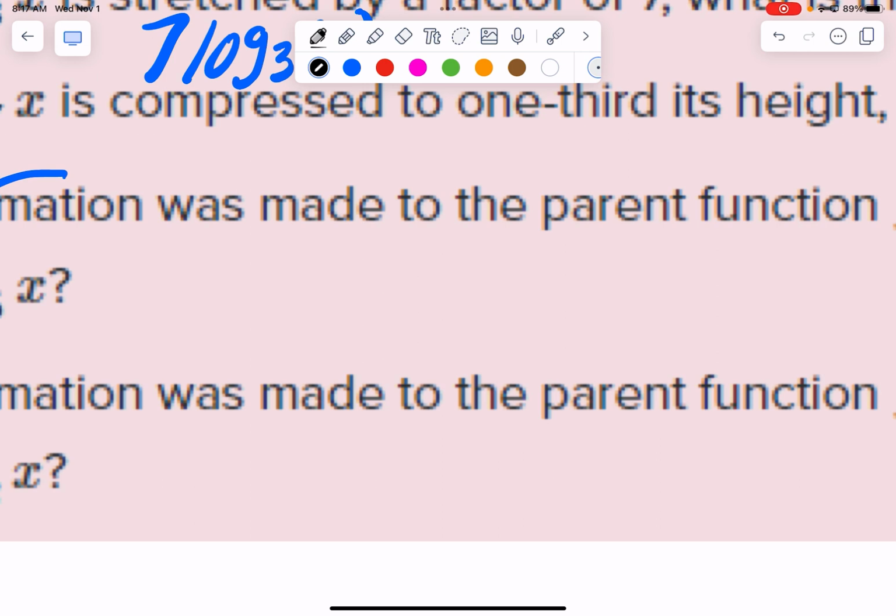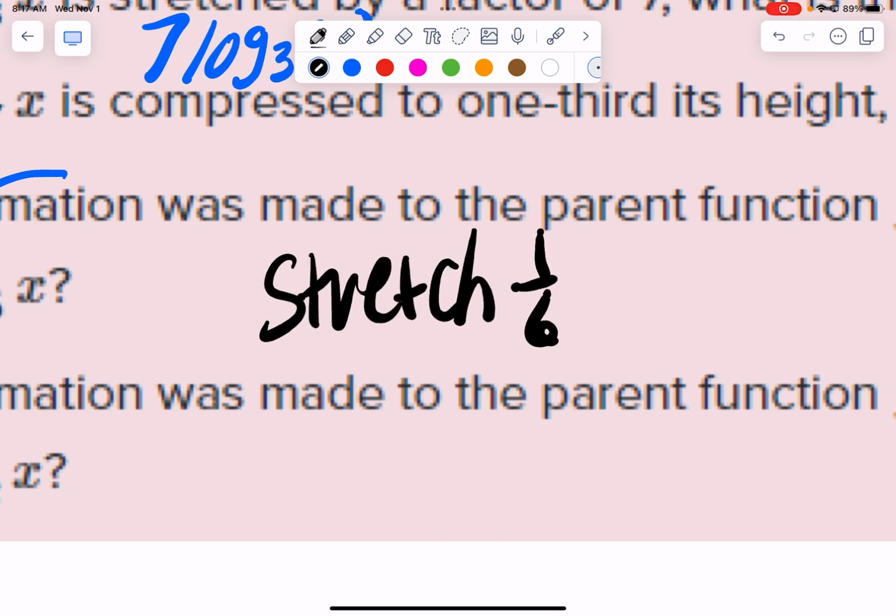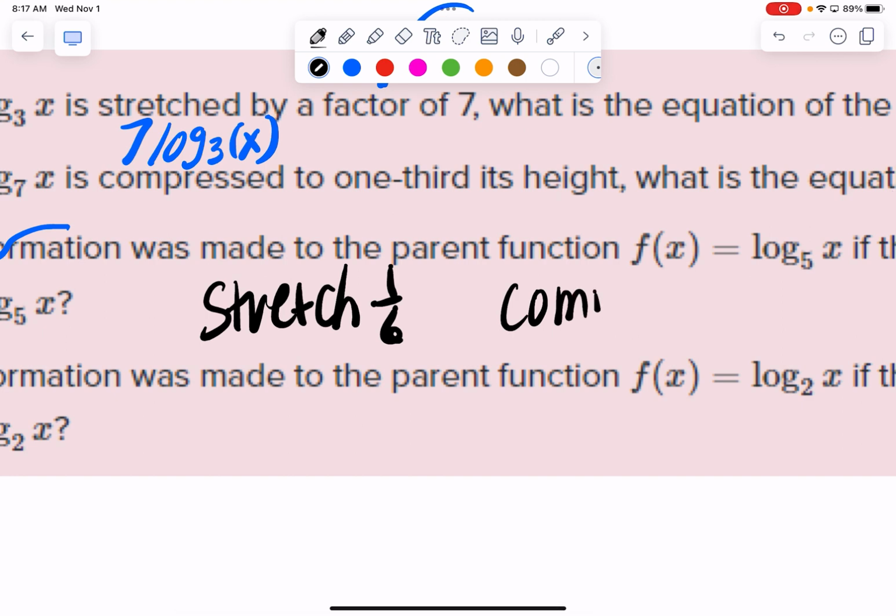That's why I was so frustrated on the homework. If it's stretch, then it would be 1/6. Oh dear, it's all in the wording. They're trying to be tricky, to be annoying. So you're saying if they use the word stretch, then you have to put 1/6. Yeah, but if it's compression, it's 6. I've never seen that, but it makes sense.